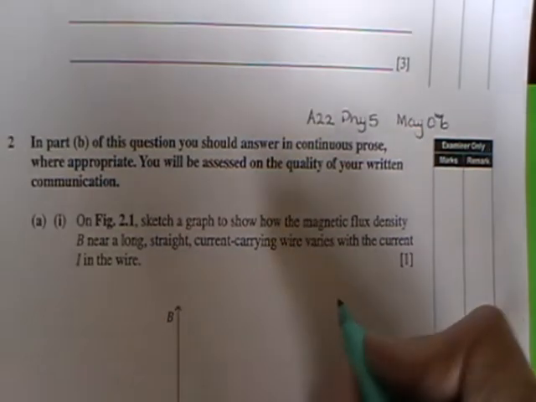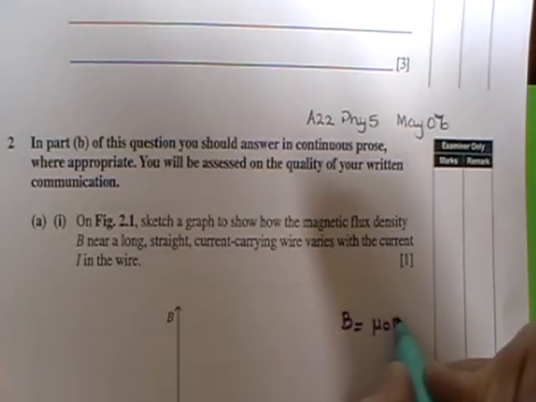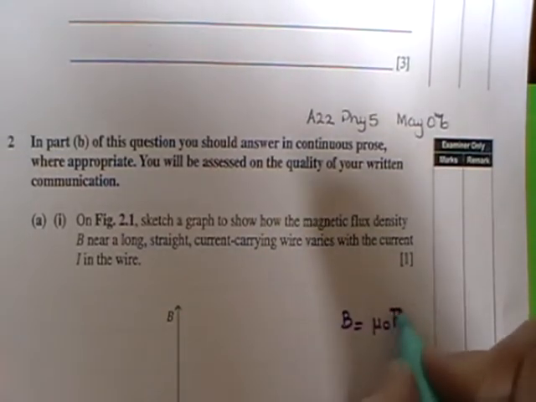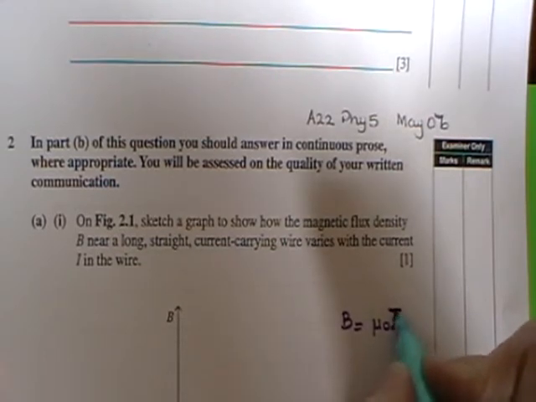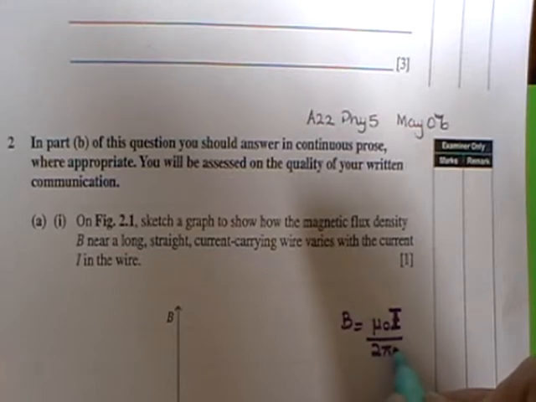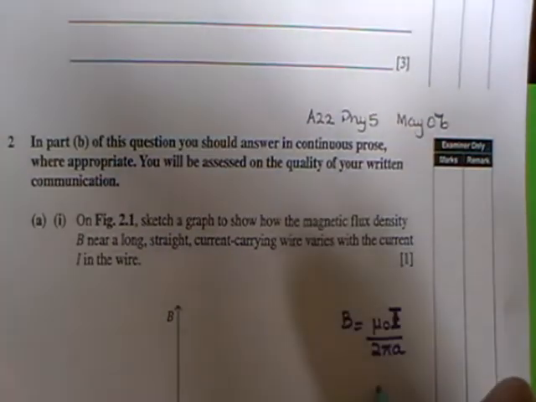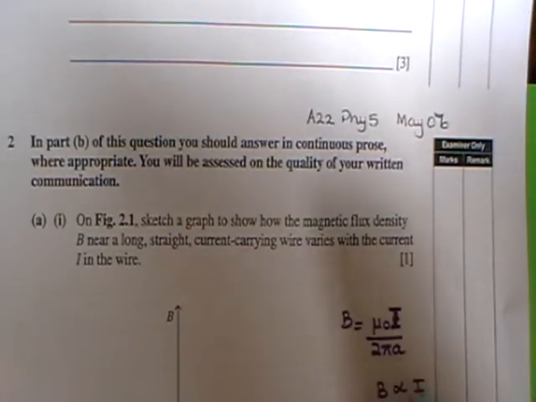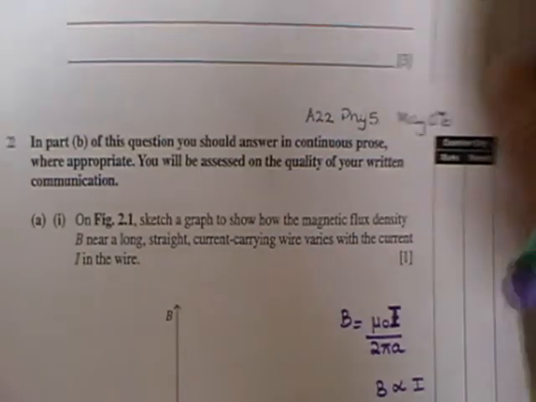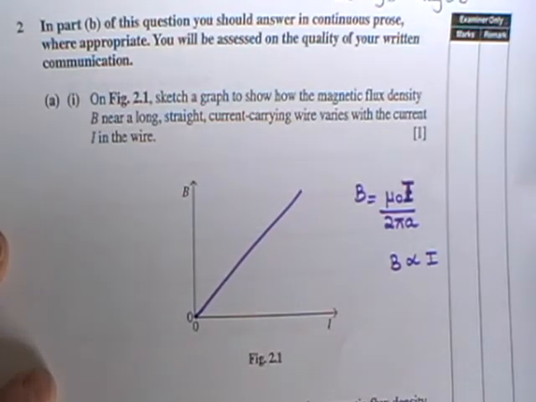Now you don't need this equation anymore, but I'm going to give it to you in case you have to use it. For a long straight wire, the magnetic flux density equals mu naught I over 2 pi, times the distance away from it. We'll call it R, or they've called it A, so we'll leave it as A. That means that B is proportional to I, and therefore when you see the graph, you're going to get a straight line going through the origin.